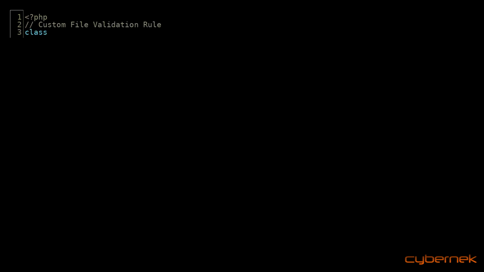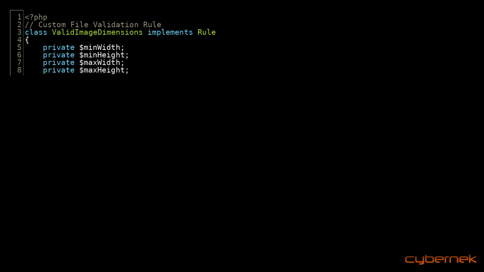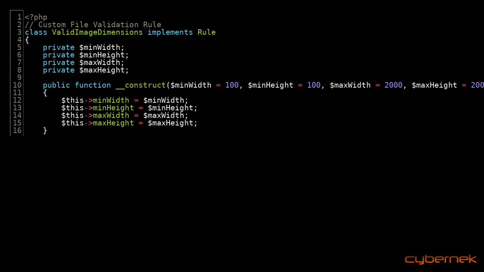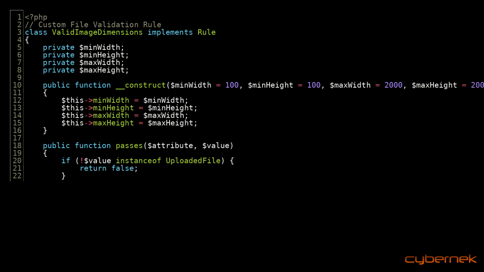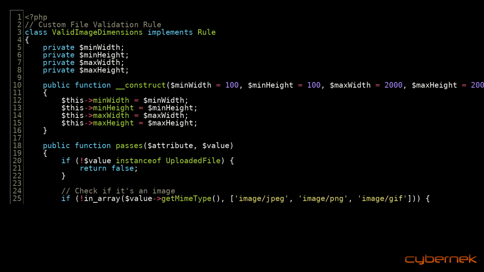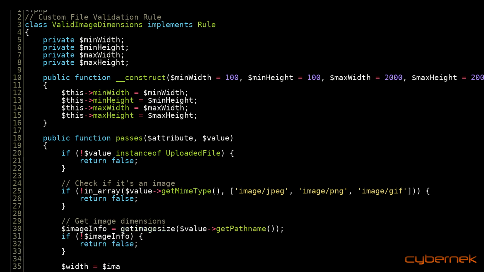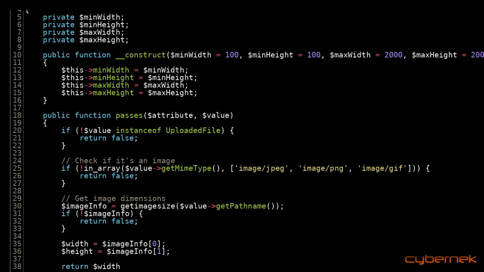The ValidImageDimensions class implements Laravel's Rule interface for custom validation. The constructor sets private properties minWidth, minHeight, maxWidth, maxHeight with default values. The passes function validates by checking if the value is an UploadedFile instance. It verifies the MIME type as JPEG, PNG, or GIF. It uses getimagesize to extract image dimensions from the file path name, assigns width and height from image info array indices 0 and 1, then returns a Boolean checking if dimensions fall within the specified minimum and maximum ranges. The message function returns a descriptive error message with the dimension requirements.